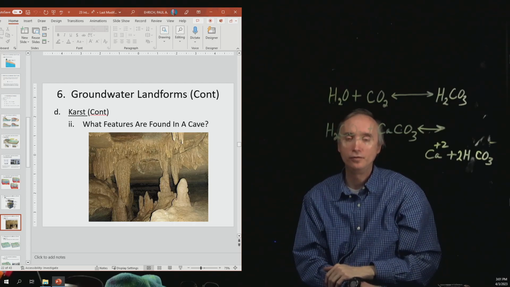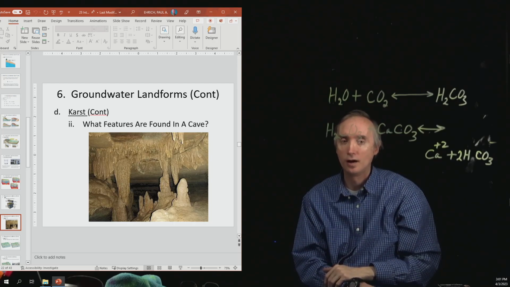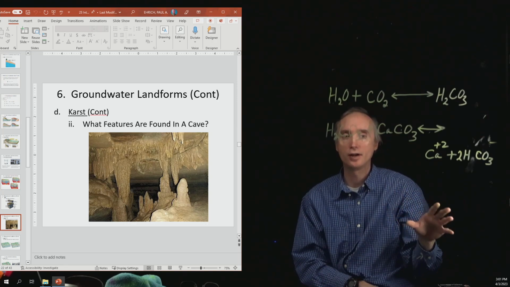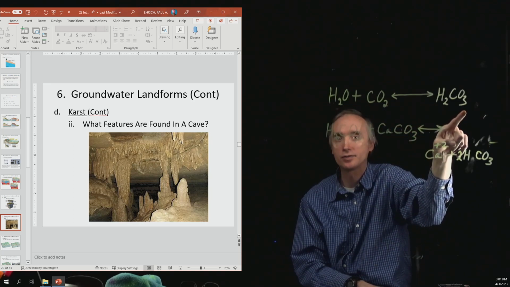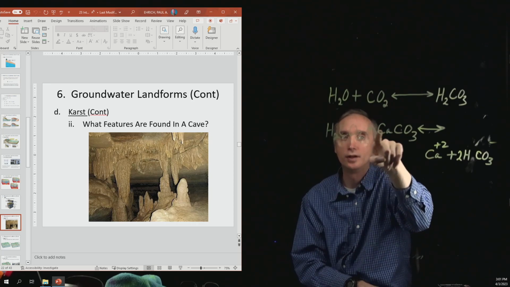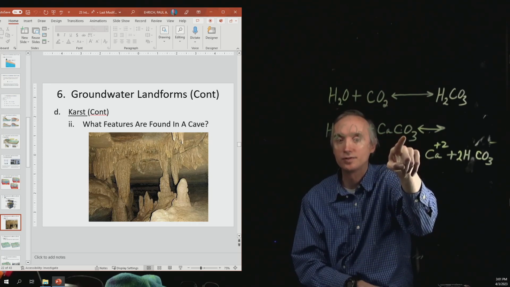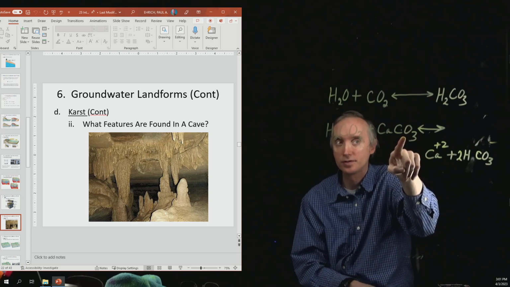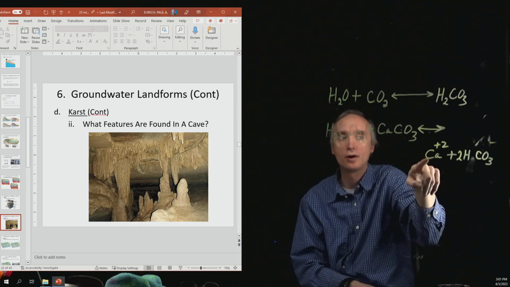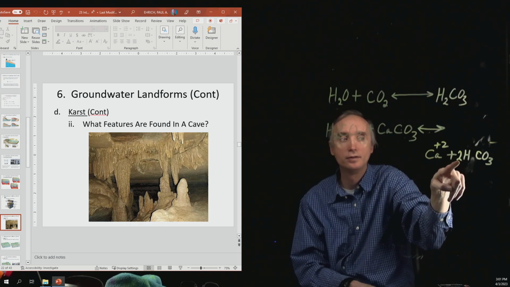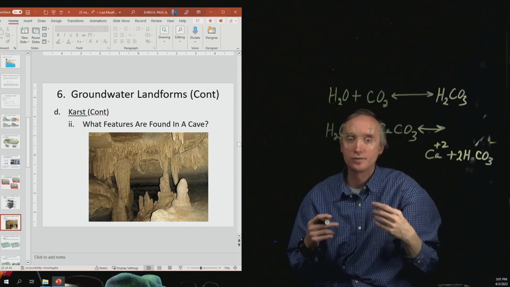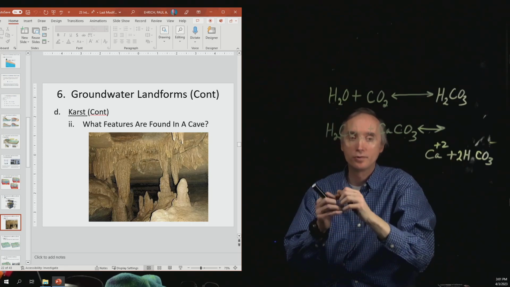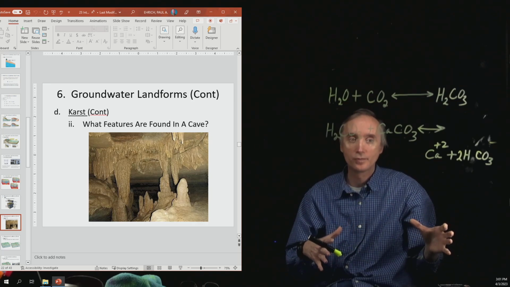Okay, so there's a few features that I would like for you to know that are found inside of caves. So here was our overall chemical formula. Water plus carbon dioxide makes carbonic acid. Carbonic acid, when it acts on calcium carbonate, which is calcite, which is the mineral that's inside limestone, breaks it apart into the calcium part, and then this part over here is called bicarbonate, and both of those are soluble in water, so they're both going to flow in the groundwater.